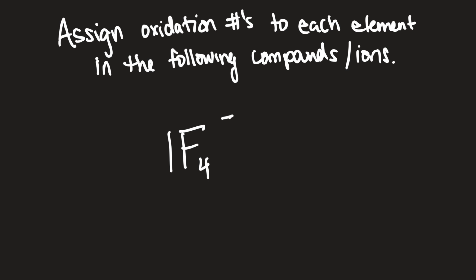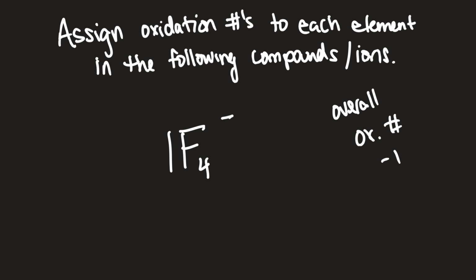Let's look at this example here. We have IF4 negative. The overall oxidation number in this case is -1 because it has a charge and the charge is -1. So the sum of the oxidation of iodine and the oxidation of fluorine, if we add all of them up, will equal -1. As we talked about before, fluorine tends to always have the oxidation of -1, and there's 4 of them. So I usually like to write them out 4 times. So it's 4 -1s, so overall a -4.